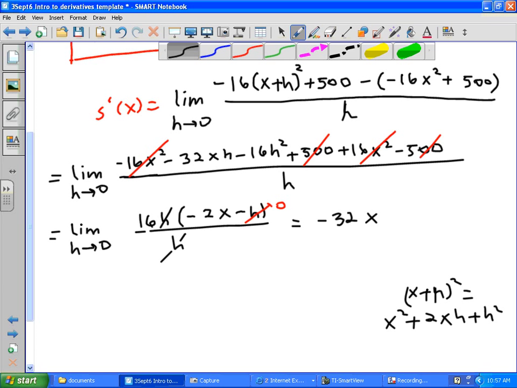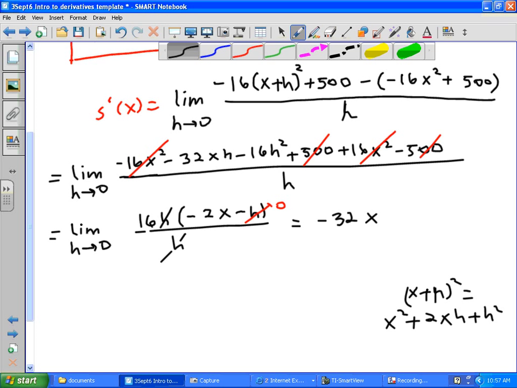Plug in a 3 in there. Negative 96. So we were pretty close then, right? When we did our table, we were pretty close. But the good thing about this is it's not answering just what's happening at time equals 3 seconds. What if I want to know what is the velocity at the 5th second? Just plug in a 5 in here. You don't have to do another table of values. What about the velocity at the 10th second? Just plug in a 10 into this equation. So whatever, this gives you a pattern at any given moment, okay?